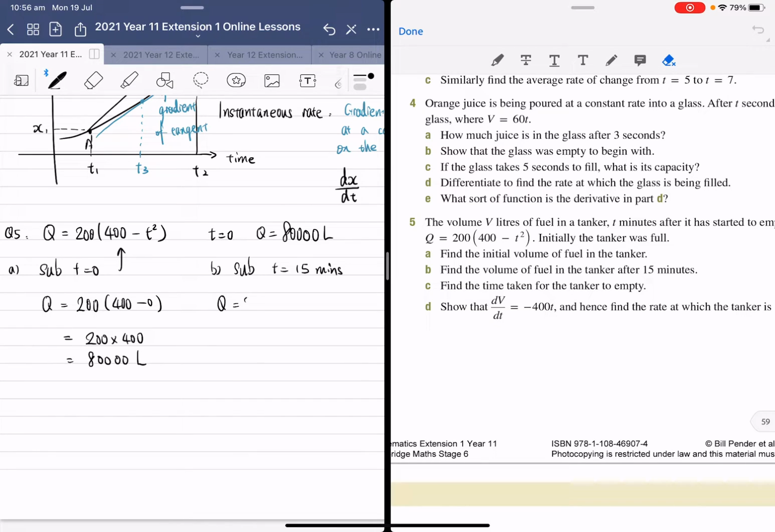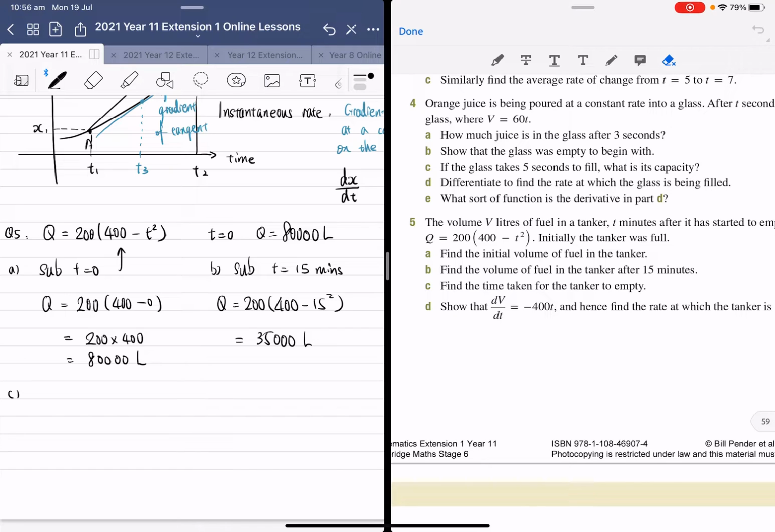So Q is equal to 200 times (400 minus 15 squared). After you use your calculation, that gives you 400 minus 15 squared, times 200. So that's 35,000 liters. All right, so question B is finished.